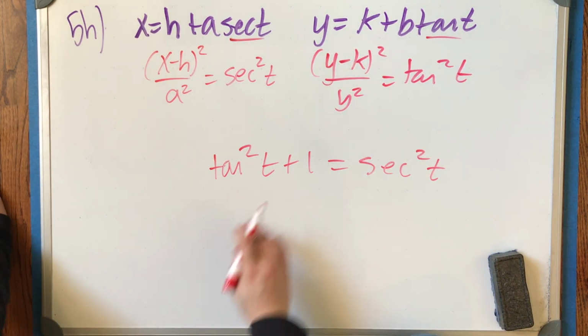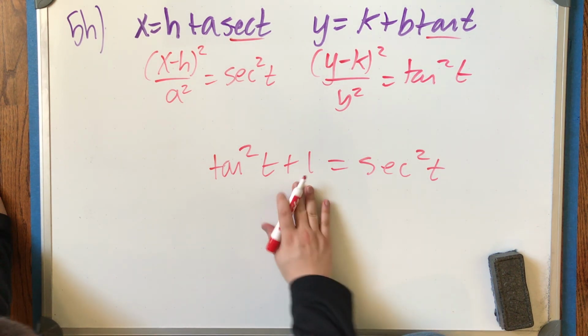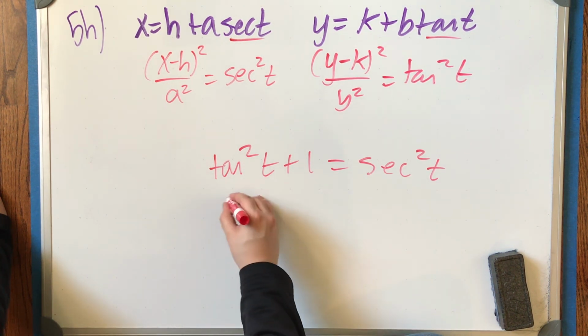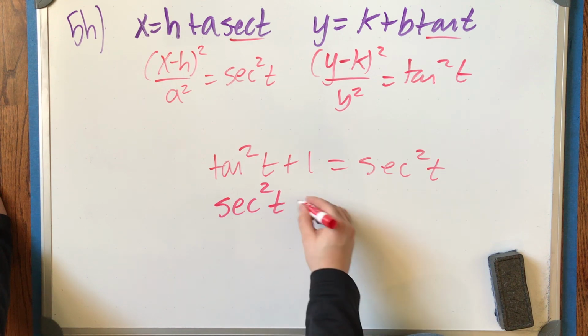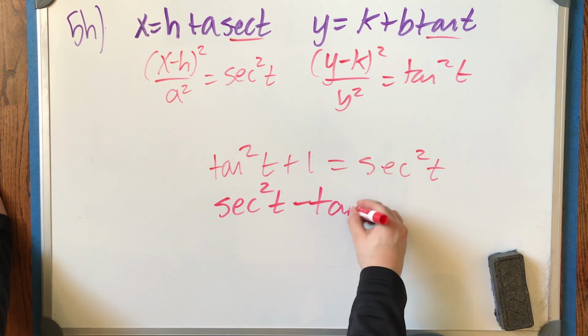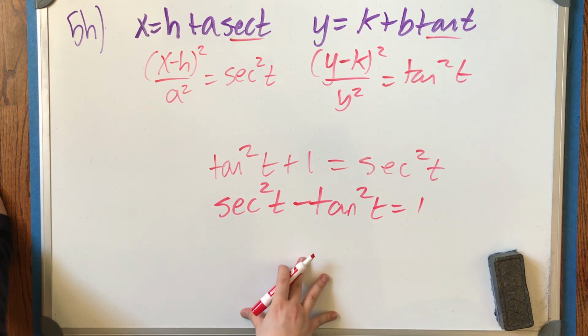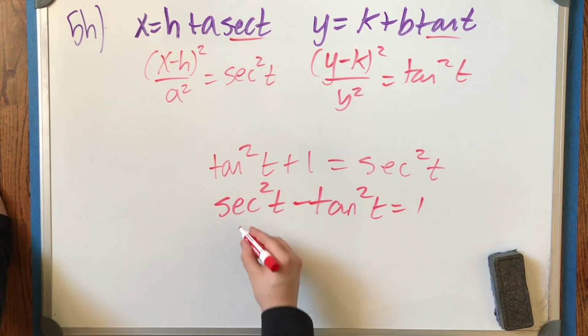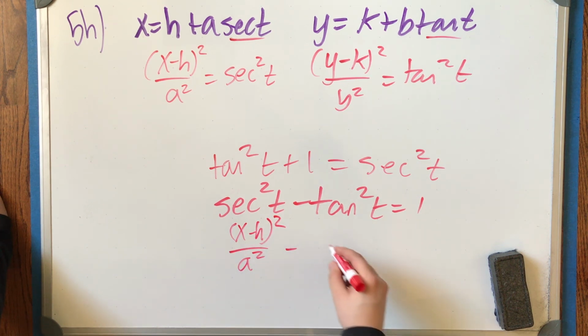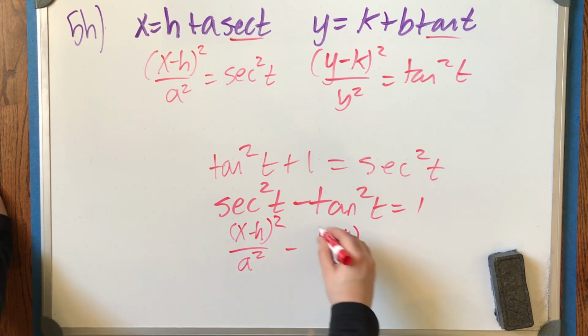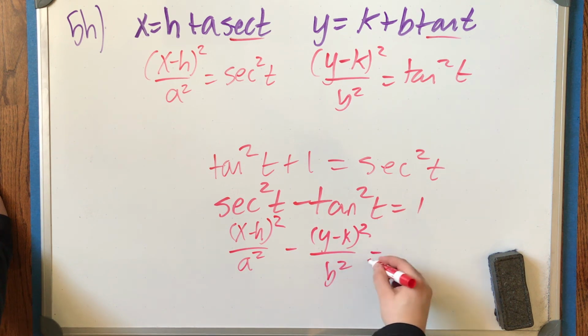Let's get this to equal 1. So I'm going to subtract the tangent so that I can leave it as a positive 1. So I'm going to have secant squared minus tan squared equals 1. And I will just substitute some things in here. So I'll get x minus h squared over a squared minus y minus k squared over b squared equals 1.